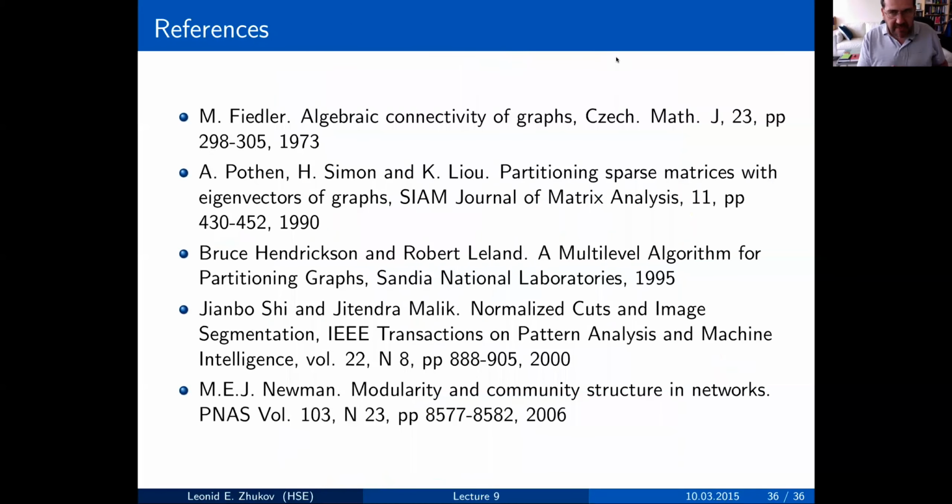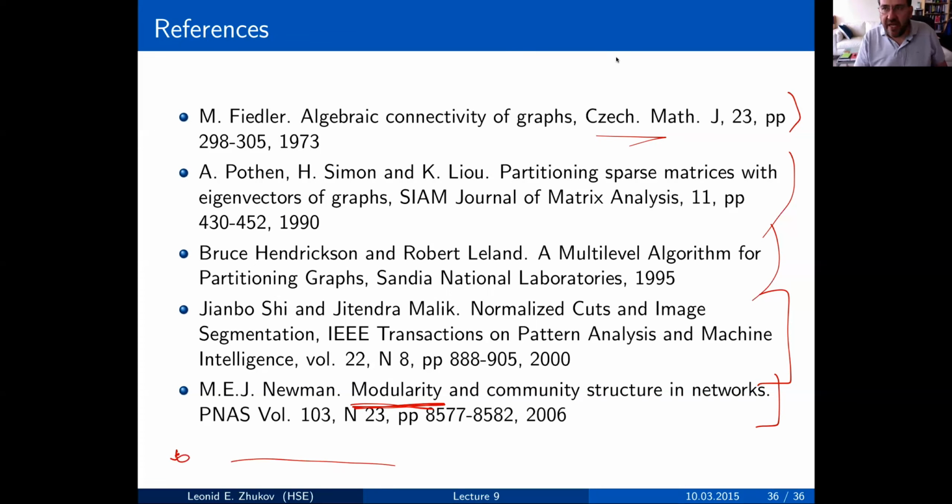Okay, that's pretty much it for today. Here are just a few classical papers by Fiedler on algebraic connectivity of graphs. This has come back into high-performance computing. This is a very famous paper in computer vision by Shi and Malik. And this is a paper by Newman on modularity and community structure. And actually, I will add one more reference saying that this doesn't always work for large graphs. So there will be a paper here.